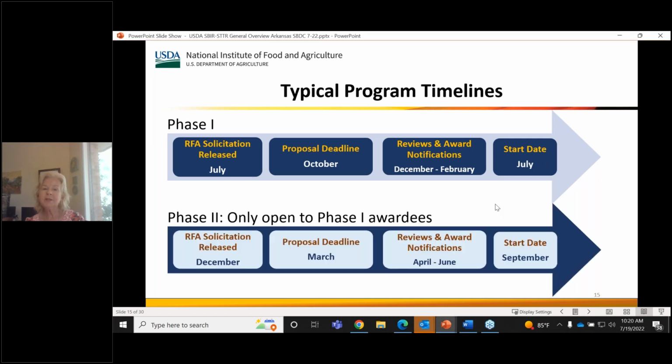For phase 2, it's important to know that phase 2 is only open to phase 1 awardees. There's no direct to phase 2. Some other SBIR programs throughout the federal government have direct to phase 2, but USDA does not. So the solicitation is typically released in December. The proposal deadline is in early March. Reviews and award notification are given from April through June. And the start date for phase 2 is in September.